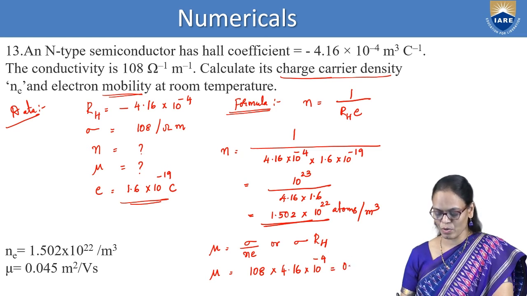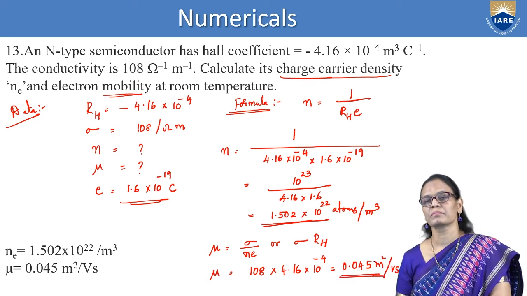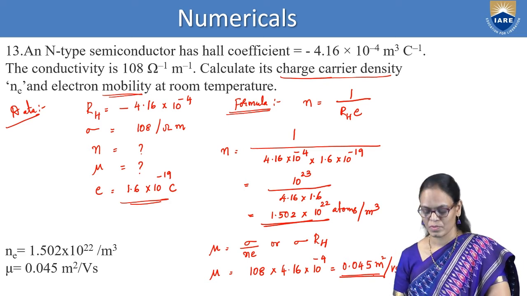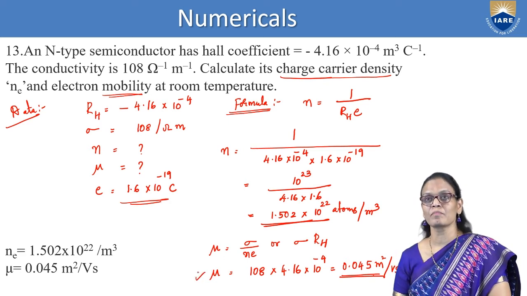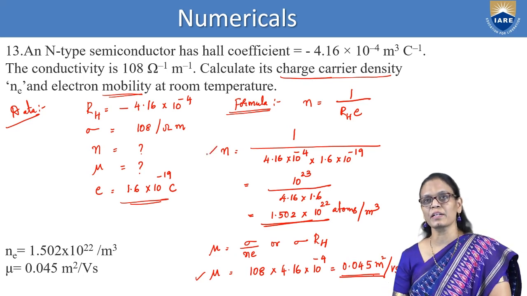So, we get 0.045 meter square per volt second. So, we are getting the mobility as well as the charge carrier density.